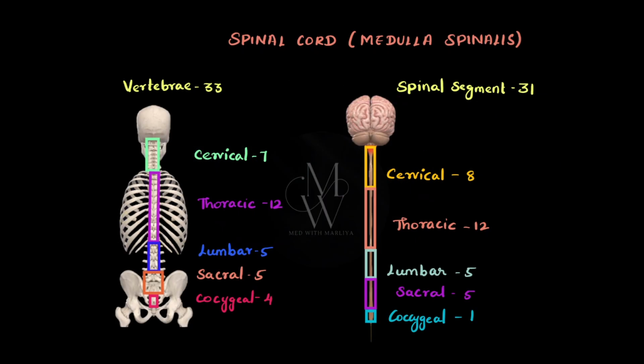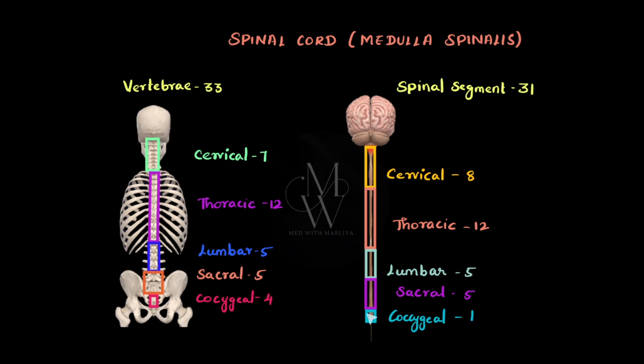Now let's see about the spinal cord. Spinal cord is present in the spinal canal. In the vertebral column, we have 33 vertebrae, which we can divide into 7 cervical vertebrae, 12 thoracic vertebrae, 5 lumbar vertebrae, 5 sacral vertebrae, and 4 coccygeal vertebrae.